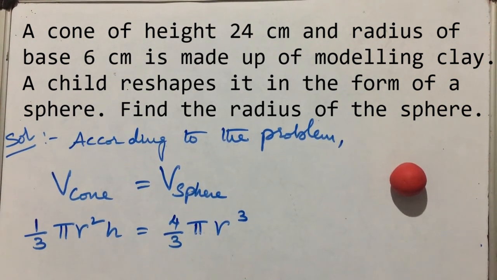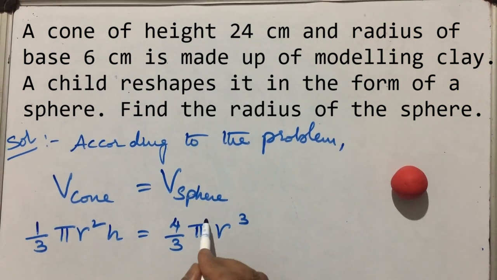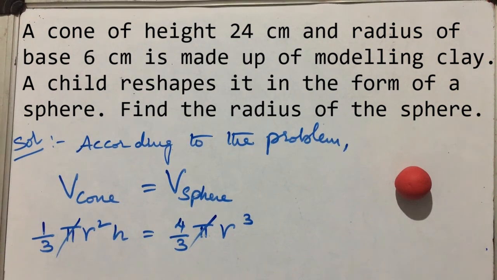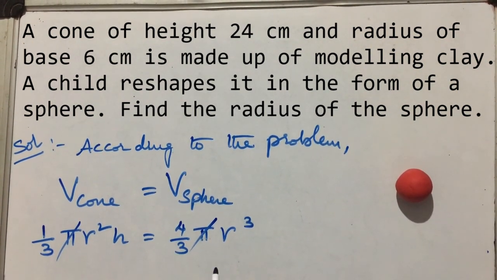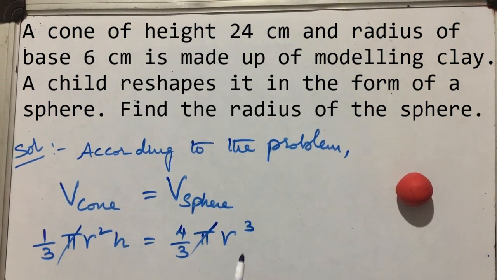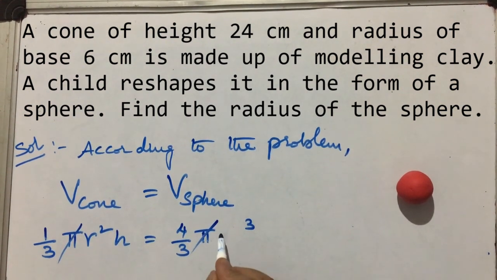When you equate the volumes, you can cancel pi on both sides. It is the easy one. Even if r is the same on both sides, you can cancel r also. But here r is different. Here this r we don't know. So better you write this r as capital R, so as not to get any confusion.